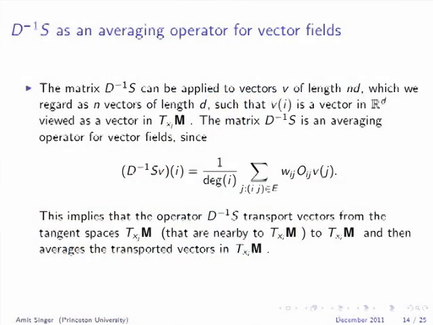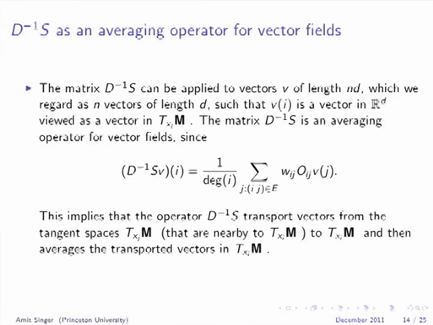And when we apply D inverse S to v and see what happens at node i, it's really a weighted average of the following. We look at all our neighbors. We are i, we look at our neighbors, the vj's. We parallel transport them to i, to our frame, and we do weighted averaging. We multiply by Wij, sum, and divide by the weighted degree. So it's an averaging operator for vector fields.